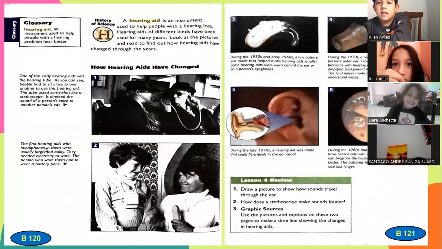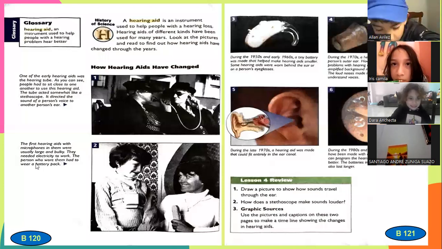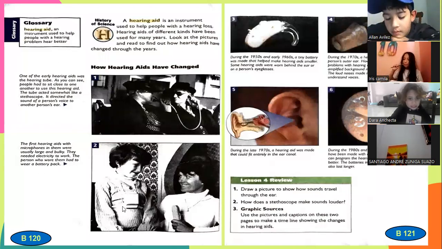The number two, the first hearing aid with microphone. The hearing aids with microphones in them were usually large and bulky. They needed electricity to work. The person who wore them had to wear a battery pack. Okay, so this person needs to carry a battery.